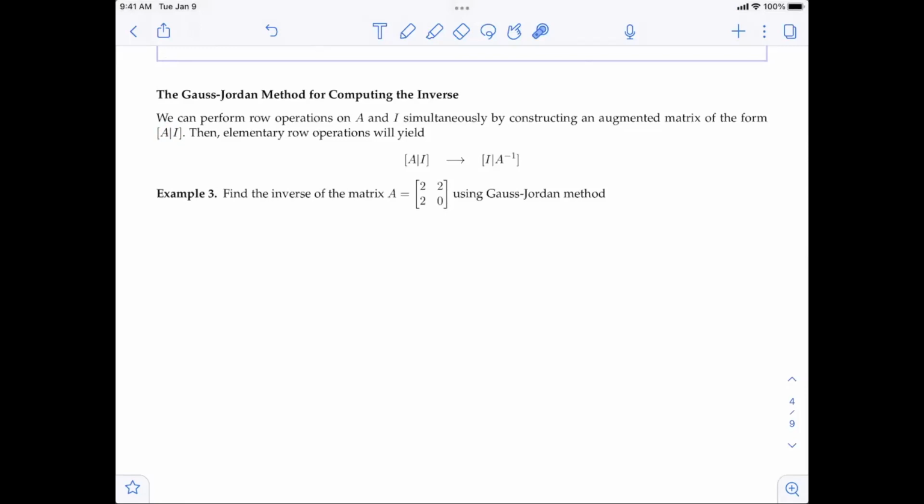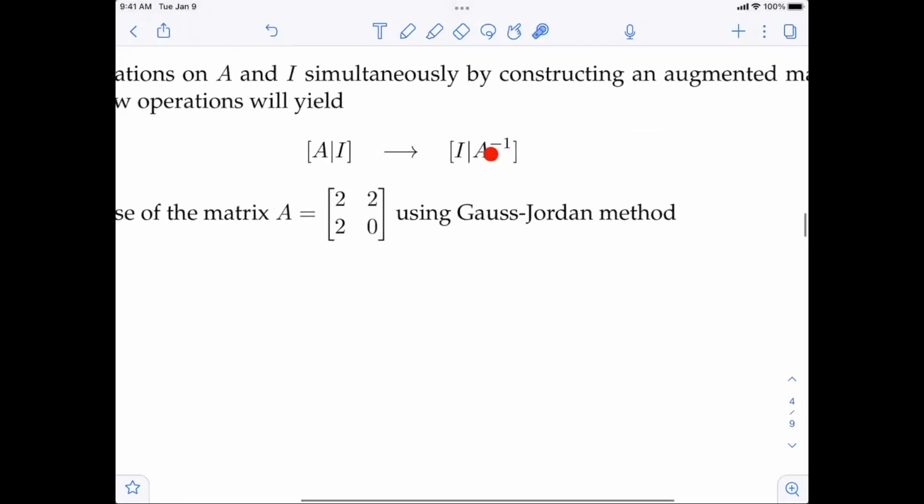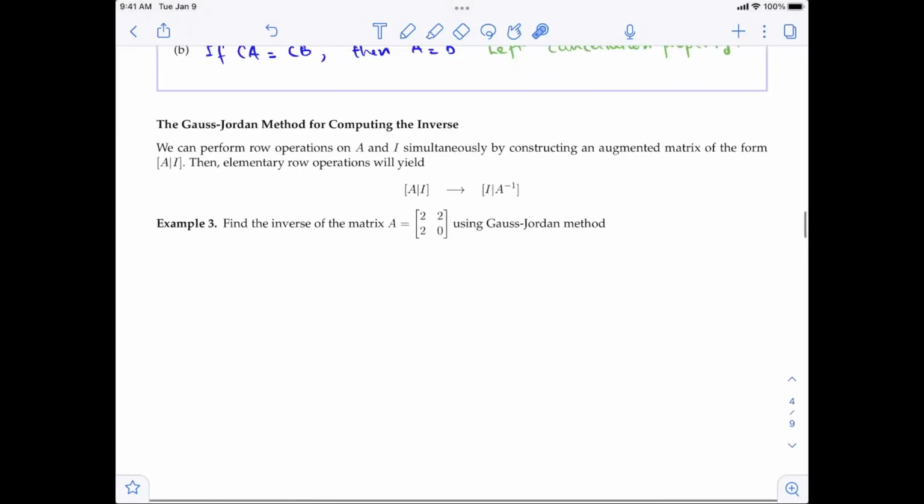Okay, and you're going to perform elementary row operations, right? So this arrow indicates that you're going to have multiple elementary row operations, and eventually it will come down to the augmented matrix of the form: the identity matrix on the left-hand side of the vertical line, and whatever is left on the right-hand side of the vertical line will be the inverse matrix of the matrix A.